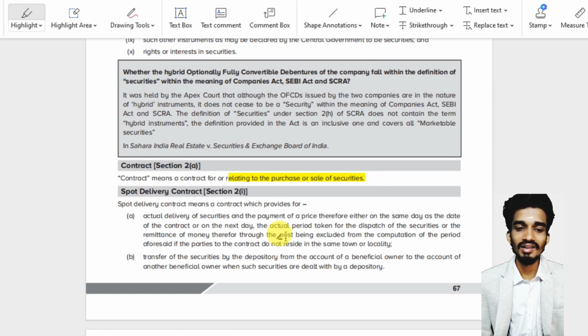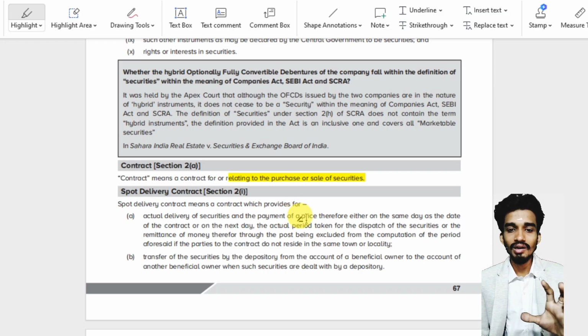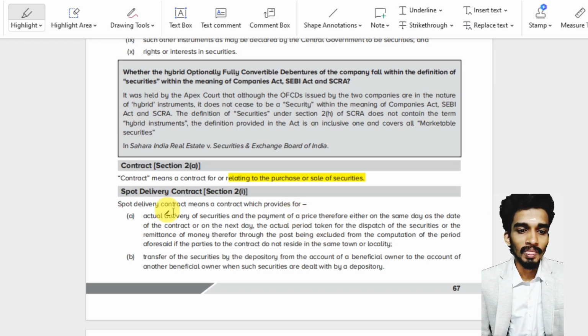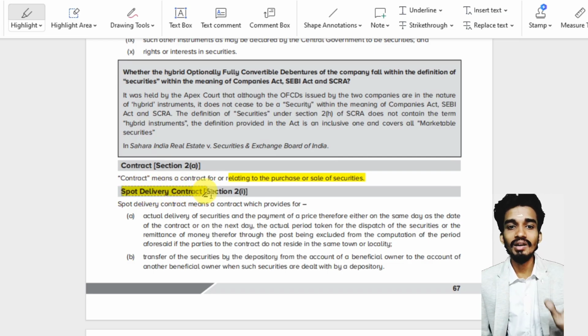But here in this act, they are just telling that whenever there is a contract related to the purchase and sale of securities, that is a contract. And what do you mean by spot delivery contract? Spot delivery means on an immediate basis.